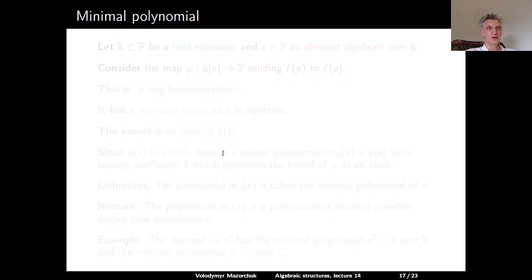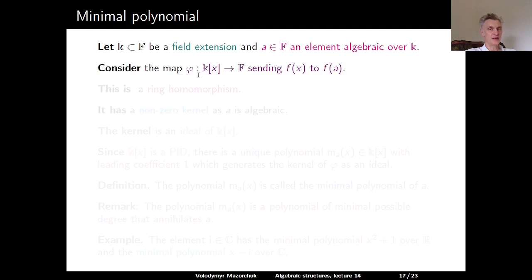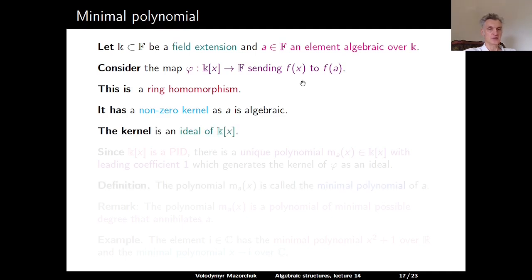And we start this preparation by discussing the notion of a minimal polynomial. Let k inside F be a field extension and A an algebraic element in F. So A in F is an element which is algebraic over k. Now we can consider the map phi from the ring of all polynomials over k to F, which sends the polynomial f of x to f of A. This is a ring homomorphism. It has a non-zero kernel as we assume that A is algebraic. So there is a polynomial which evaluates to 0 when we plug in A instead of x. So it has a non-zero kernel.